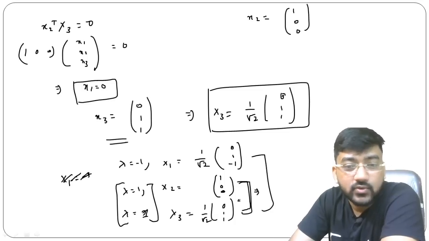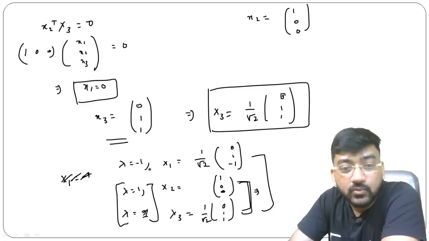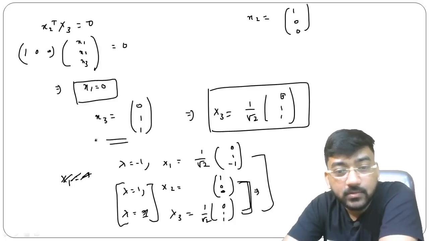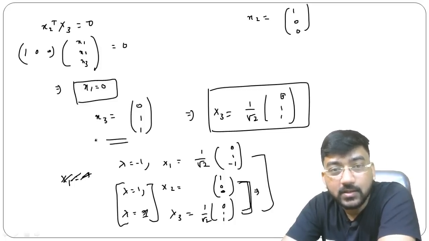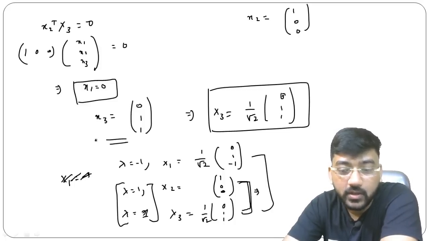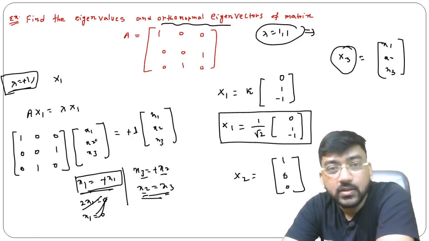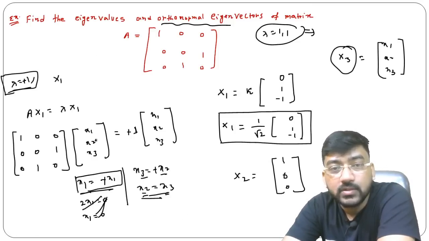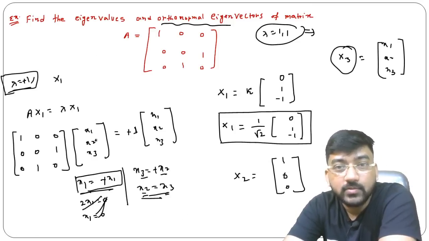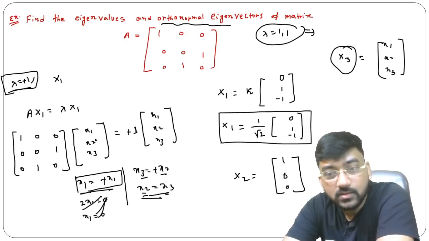These are not unique actually. But we have a set of vectors x1, x2, x3 such that they are orthonormal to each other. So this is how you can find out the eigenvalues and, corresponding to those eigenvalues, the different kinds of eigenvectors that are asked.